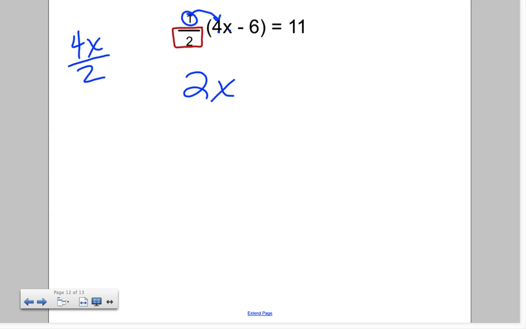All right, here we go. Next one, we're going to do the same thing. Now we're going to take 1 times -6. What do we have? What's in your head? -6. Then we're going to divide it by 2. What's our new number? -3. Solve for x. Have fun.